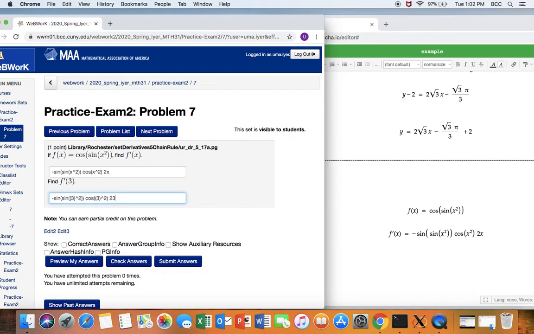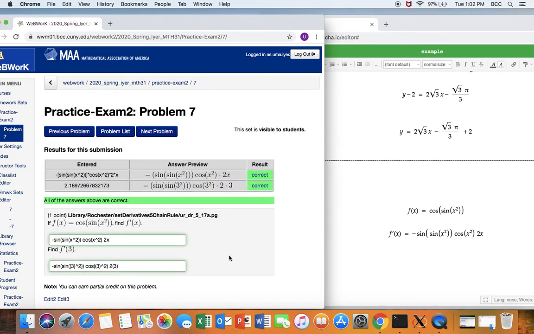It's very important I write parenthesis 3. Notice, if I don't write parenthesis, it's not 23. That's not what I want. 2 times x. So if you write parenthesis, you're set. Now let's submit and see. We are done. All right. Until next problem.